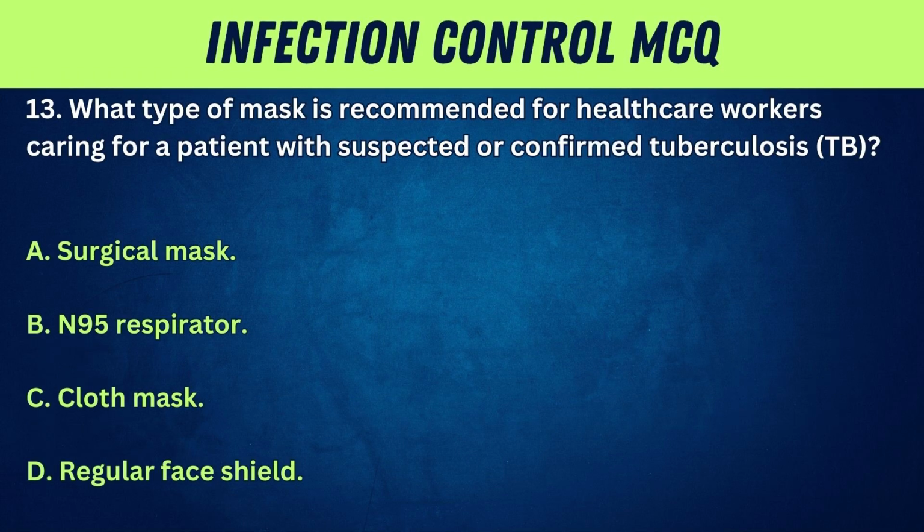13. What type of mask is recommended for healthcare workers caring for a patient with suspected or confirmed tuberculosis, TB? A. Surgical mask. B. N95 respirator. C. Cloth mask. D. Regular face shield.